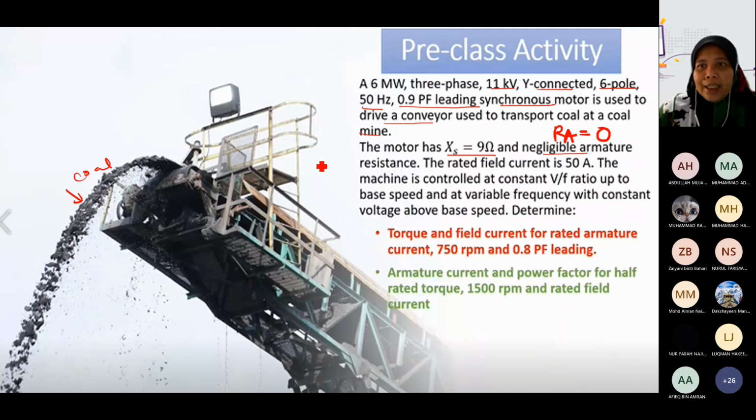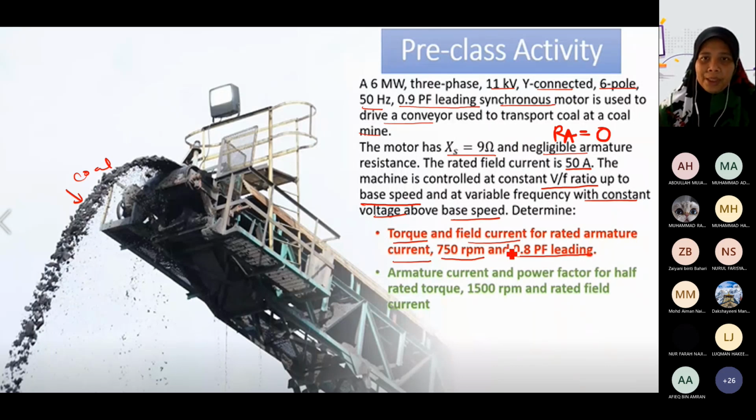The rated field current is 50 ampere. The machine is controlled at a constant V over F ratio up to base speed. Okay, all this information is rated. So it means below base speed, it is controlled by V over F ratio, and a variable frequency with constant voltage above the base speed. So determine the torque and the field current for rated armature current at 750 RPM and 0.8 power factor leading. Can you understand? First, it asks you to calculate the torque, and the second one is the field current for rated armature current at the speed of 750 RPM, 0.8 power factor leading.